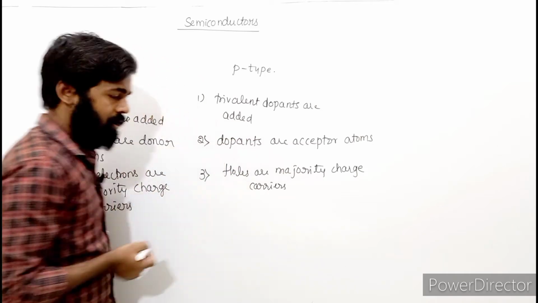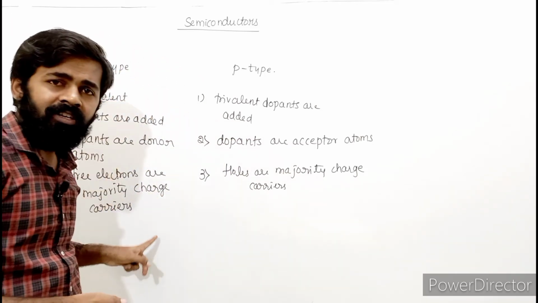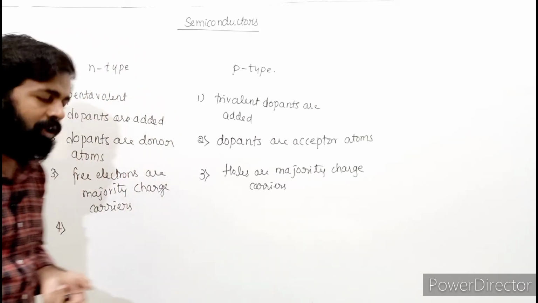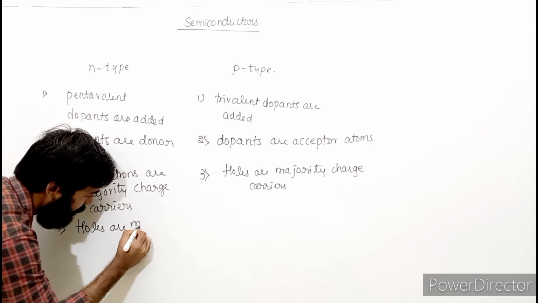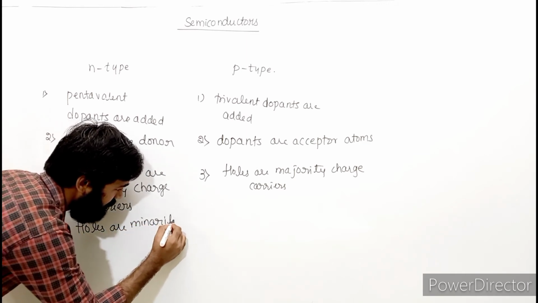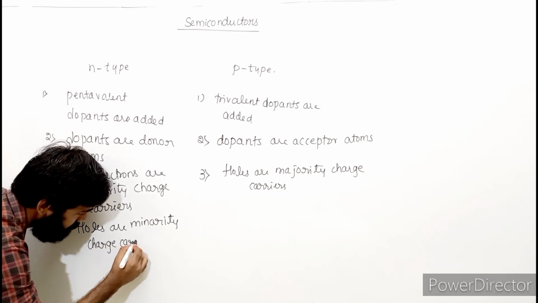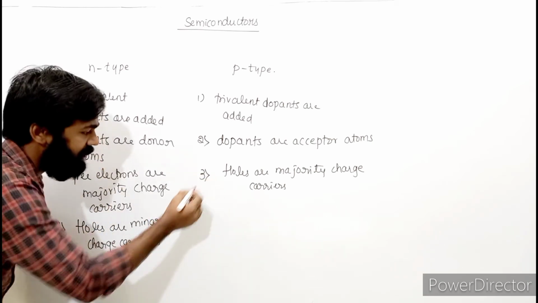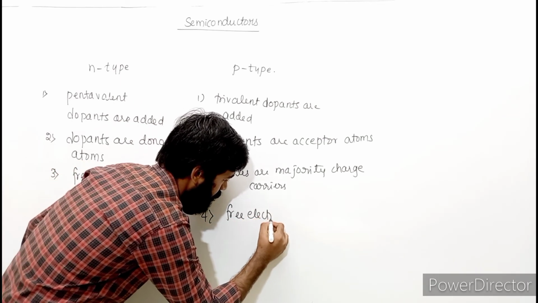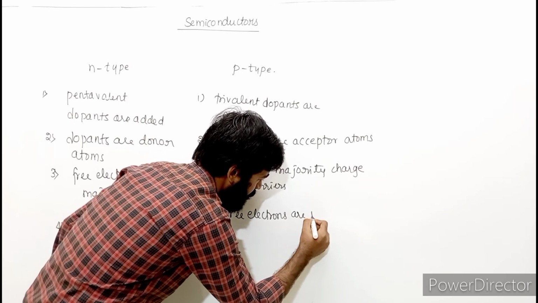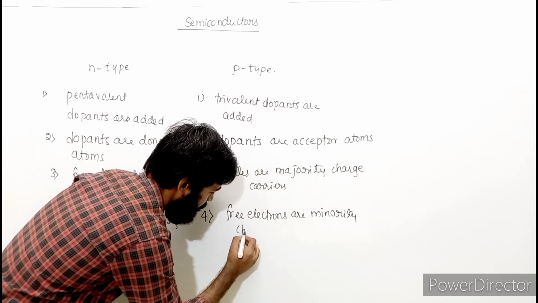Right. Now what about minority charge carriers here? Here free electrons are majority, which means holes are minority. Holes are minority charge carriers. Now what about here? Free electrons are minority charge carriers.